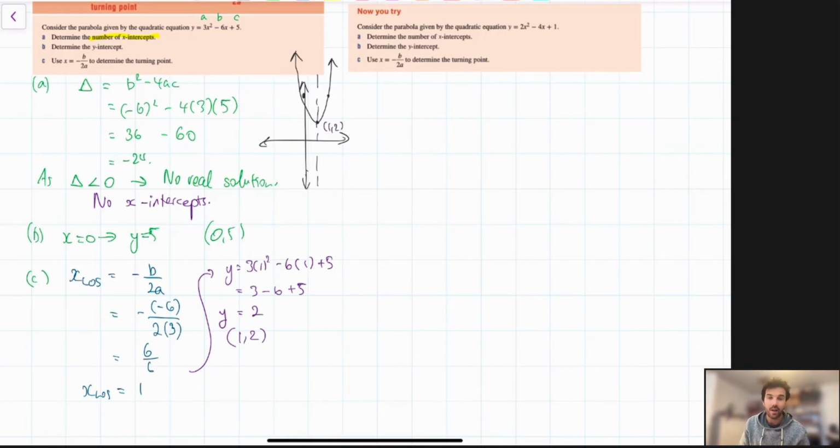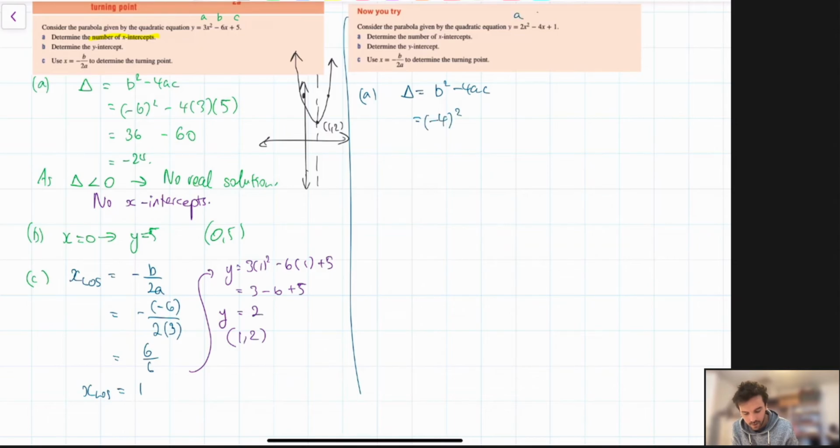So what I'd like you to do now is have a go at the your turn on the right. So you can pause the video and then play it when you're ready to go. We're going to go through the answers now. So consider the parabola. Determine the number of x-intercepts. So discriminant b squared minus 4ac. Remember b is going to be negative 4, just be careful with that. Take 4, 2, 1, 16 minus 8, 8. Therefore, there is 2 real solutions as the discriminant is greater than 0.